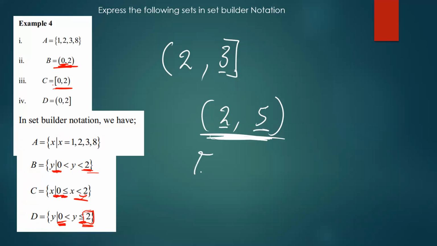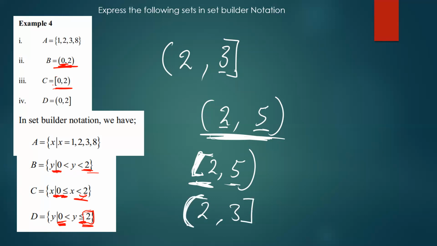And if we say [2,5), it means that 2 is part of the set because of the kind of bracket which is there, but 5 is not part of the set. And then if we say (2,3], and then we do this, it means that 2 is not part of the set, but 3 is part of the set.